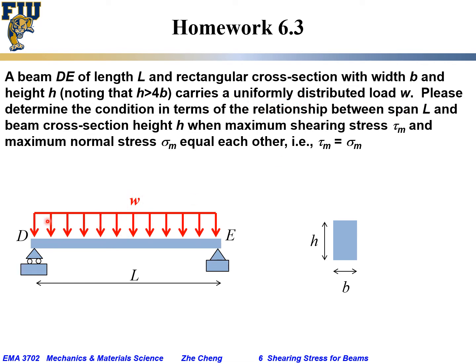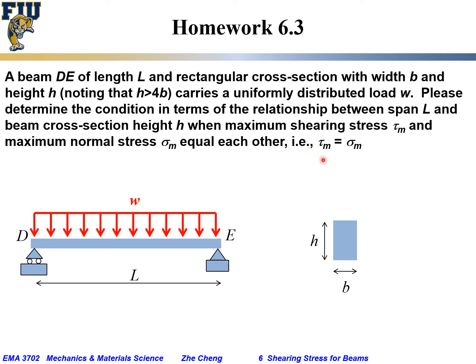We have W uniformly distributed. So we want you to determine the condition in terms of the relationship between length of span L and the beam cross-section height H, for this normal cross-section of the beam, when the maximum shearing stress, tau max, and the maximum axial normal stress, sigma m, equal each other.